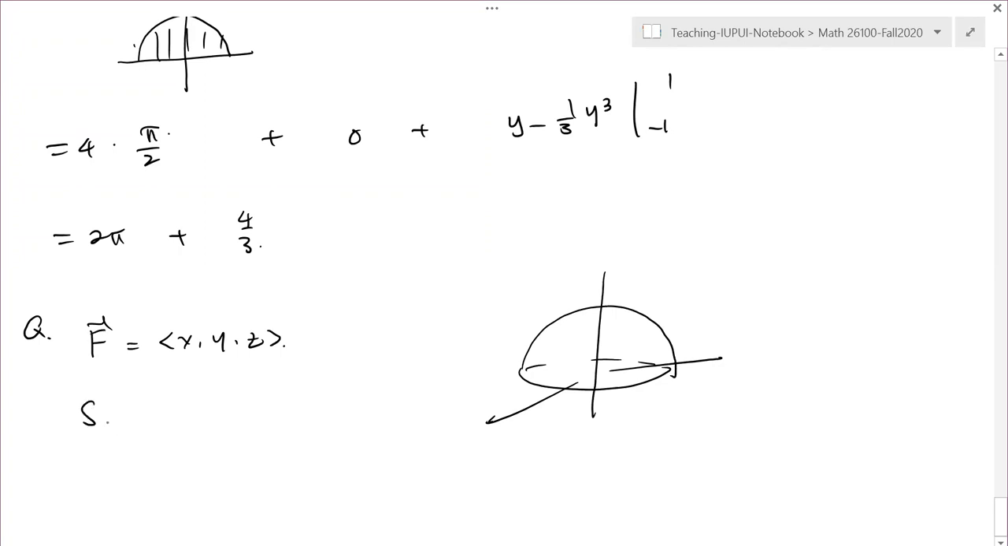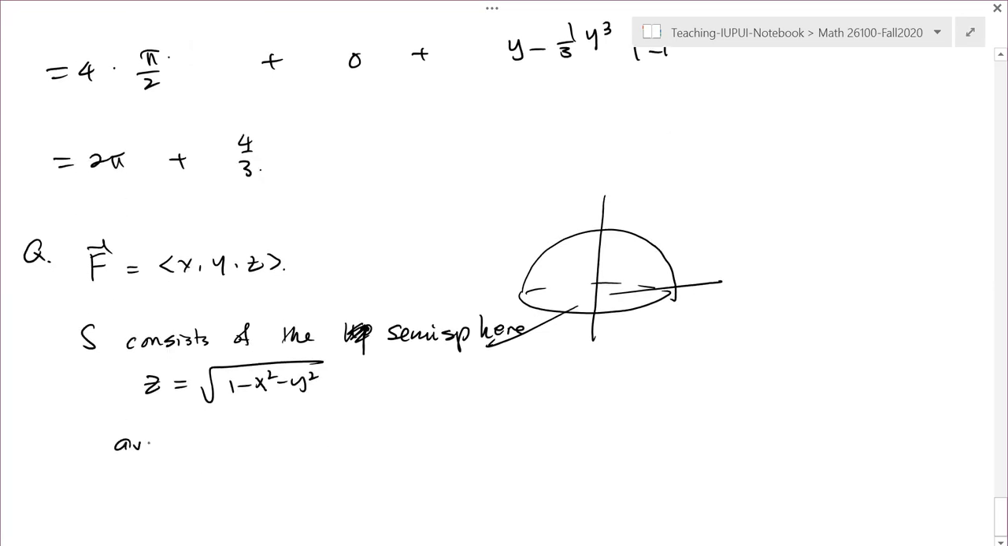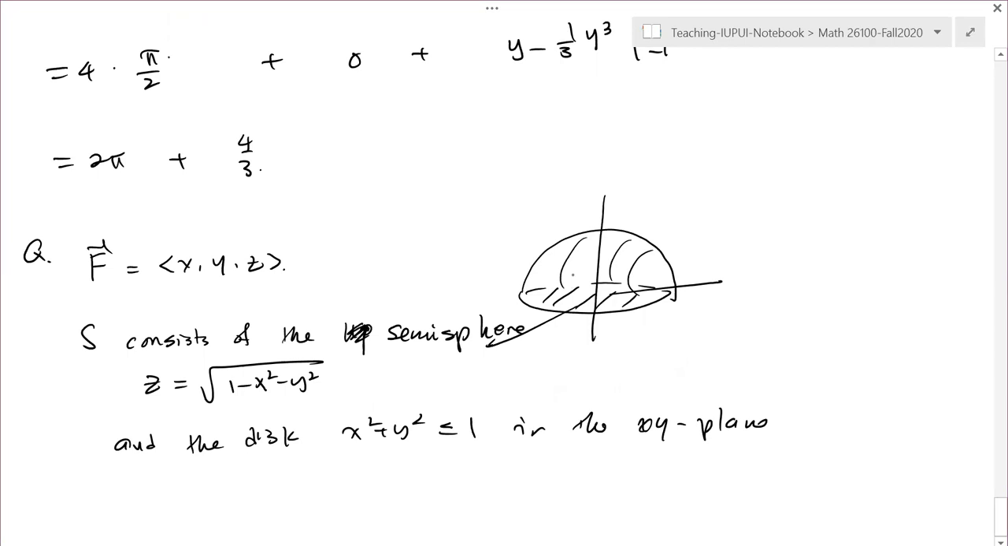S consists of the hemisphere, just a hemisphere, okay? Z equals 1 minus x squared minus y squared. And the bottom part is closed, the disk in the xy plane, x squared plus y squared less than or equal to 1 in the xy plane. Okay, so it's closed.